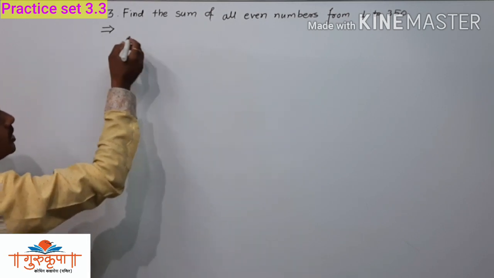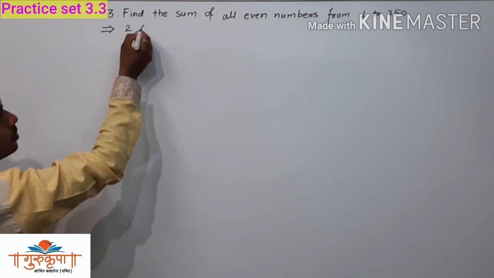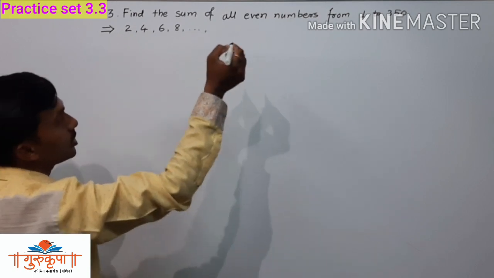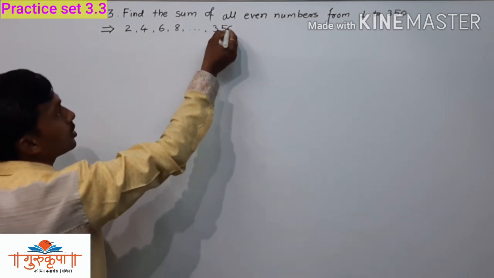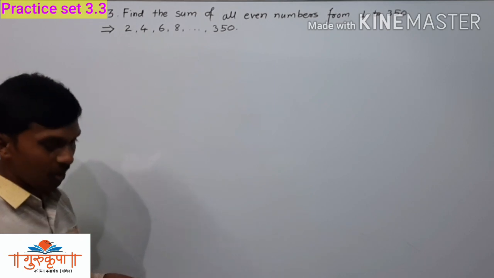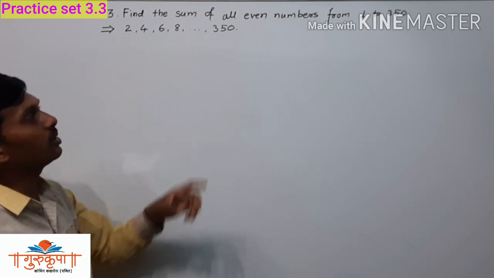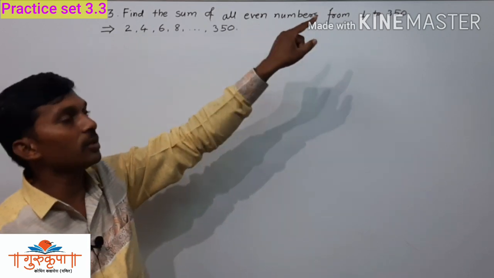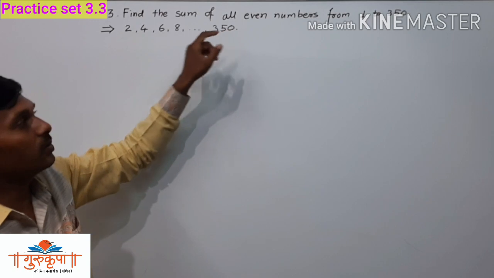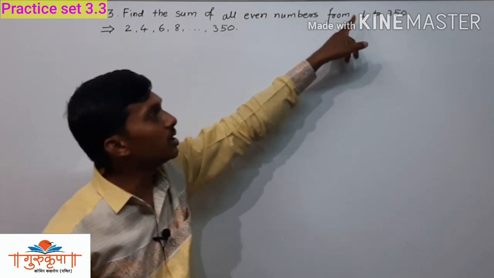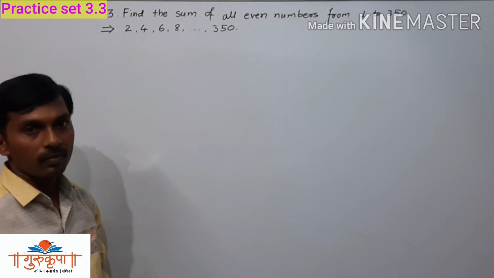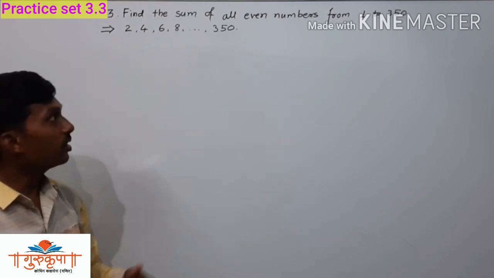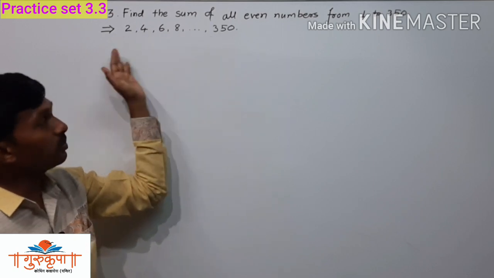So first of all we will write the numbers: 2, 4, 6, 8 up to, and the last number is 350. Since 350 is an even natural number, we have to calculate that number. Here it is given even numbers from 1 to 350, 350 is an even number, so we calculate it. We didn't calculate 1 since it is not an even number. Now here we have to take the sum of all these numbers.